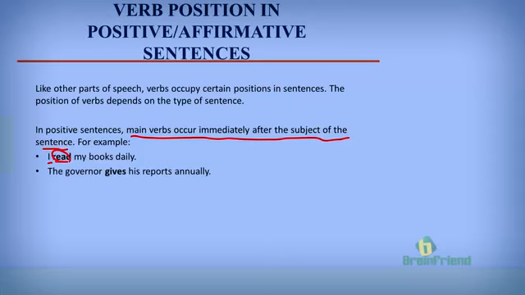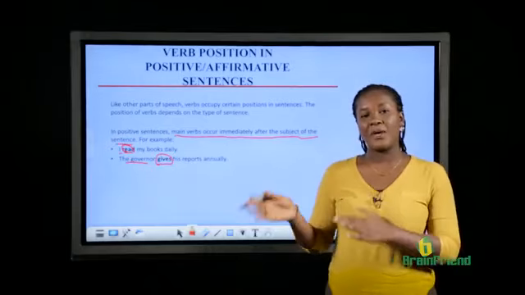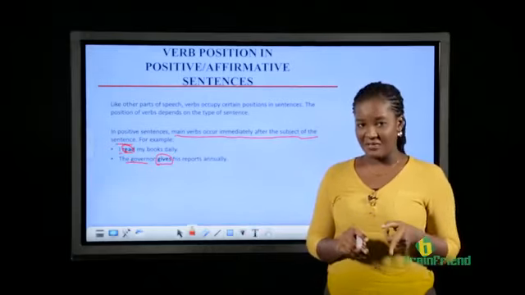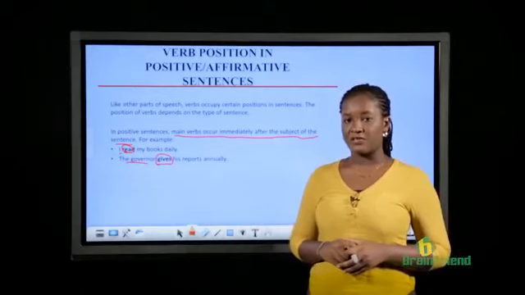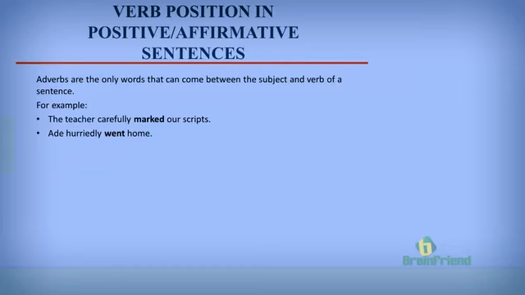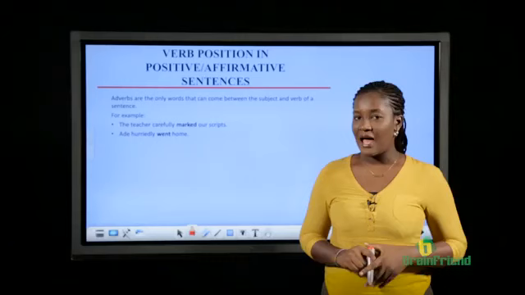And next we have the governor gives his reports annually. The main verb gives occurs after the subject, the governor. So in positive sentences or affirmative sentences, we find that main verbs appear or occur just after the subject of the sentence. Now, also in positive sentences, there are words that can come between the subject and the main verb, and those words are known as adverbs.